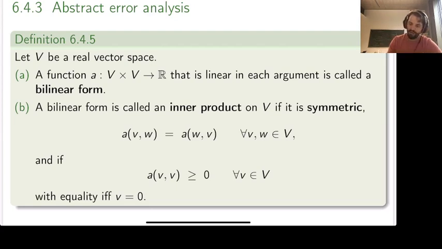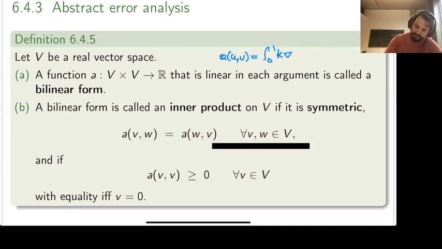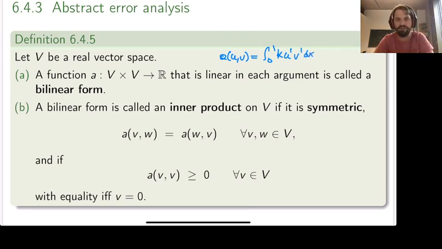In this case, our particular example was A(u, v) equals the integral from 0 to 1 of k u' v' dx. So we take functions u and v that have piecewise continuous derivatives, so we can evaluate all these integrands and integrate them from 0 to 1. So this is now an element in R, what comes out of here. And so we've mapped two functions from V into R.